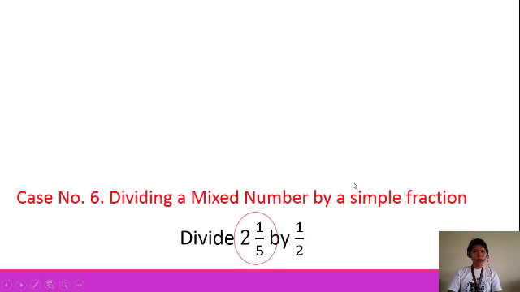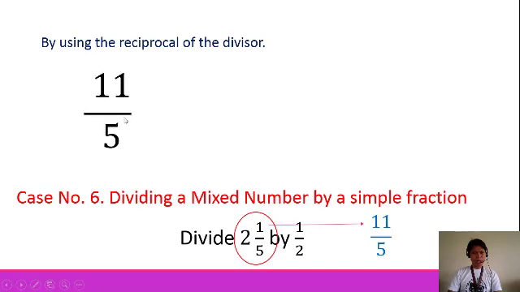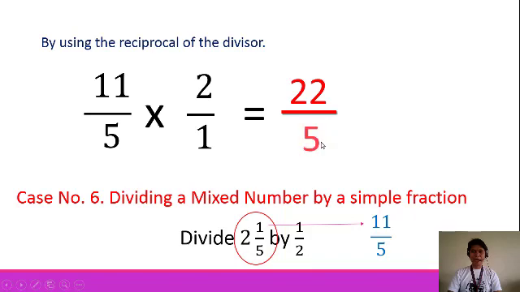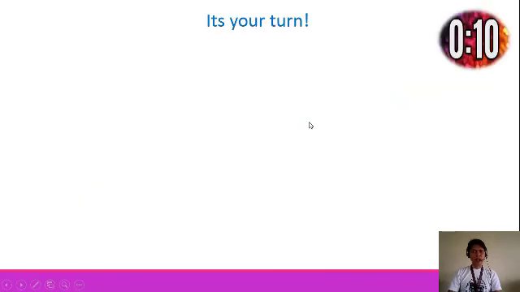Or by using the reciprocal of the divisor, the same process, except this one, 11 over 5 times 2 over 1. The reciprocal of 1/2 is 2 over 1. So it is 11 times 2 is 22. 5 times 1 is 5. The same. It is equal to 4 and 2/5. Okay, it's your turn.